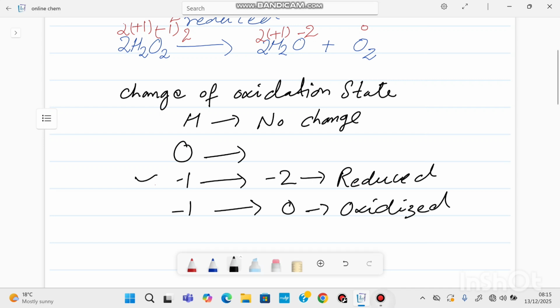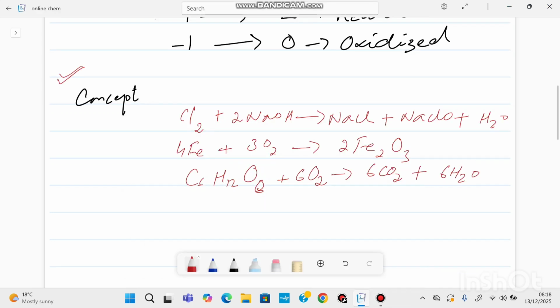Is that clear? Now, in order to develop the concept, these are the following chemical equations where disproportionation reaction has taken place. By using the method of change in oxidation number, write the oxidation states of all the elements, try to compare which element has been oxidized and reduced at the same time, and then you can identify the disproportionation reaction here.